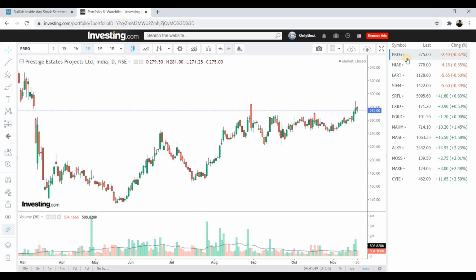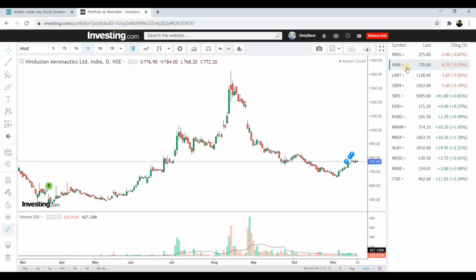So first one is Prestige. So see here, what we want is that the range of the 1 day ago candle should be twice the range of the latest day candle. So range here is close to 19 rupees. So it should not be more than 8 rupees. So here it is 10 rupees. So we are going to remove this stock from our watch list.